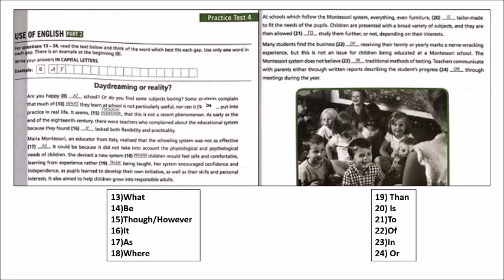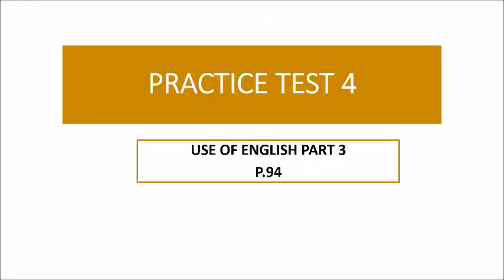Okay guys, here I'm going to show you the answers in case you missed one. Alright, I hope this is clear. Moving on to practice test 4, use of English part 3 on page 94. For questions 25 through 34, read the text below. Use the word given in capitals at the end of some of the lines to form a word that fits in the gap in the same line. There's an example at the beginning. We have the example of technological. So, remember to write your answers in capital letters, guys.